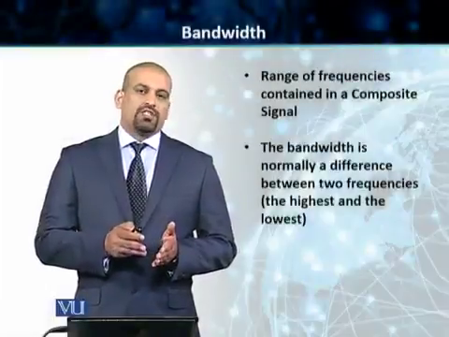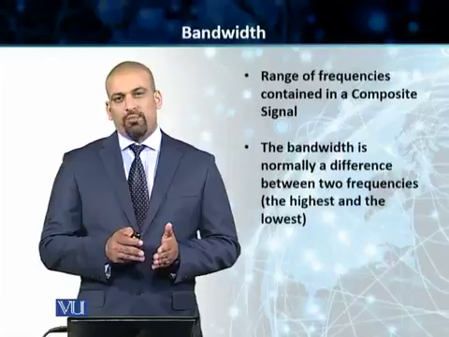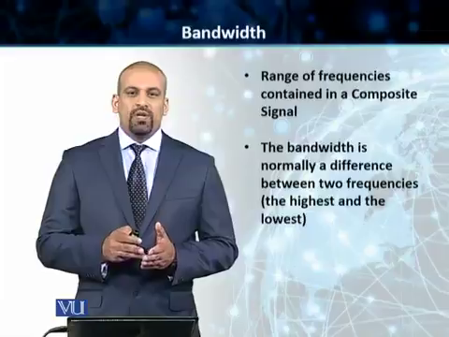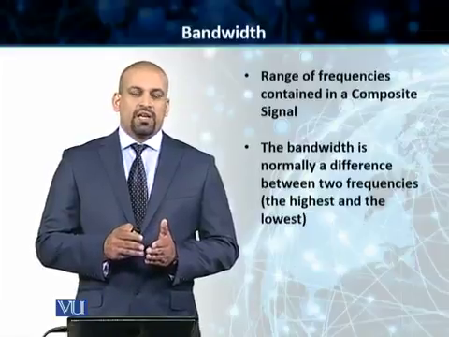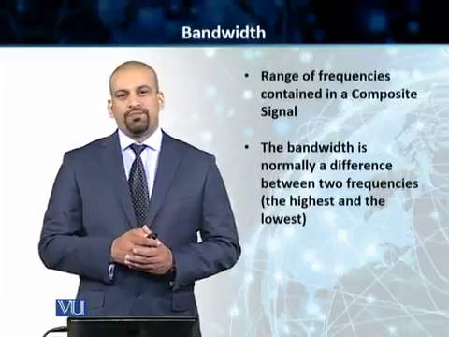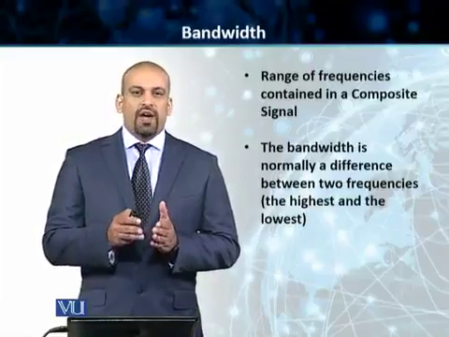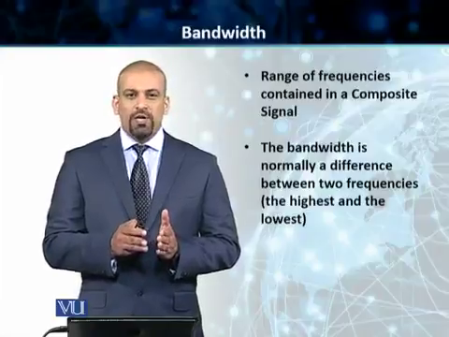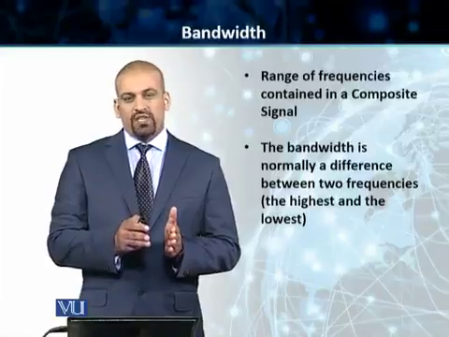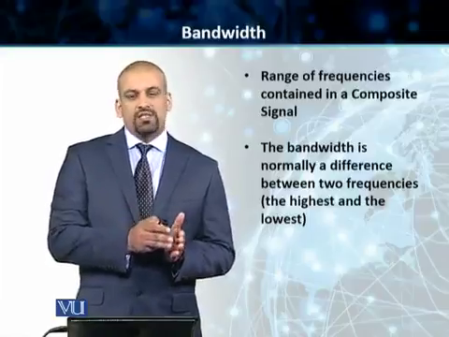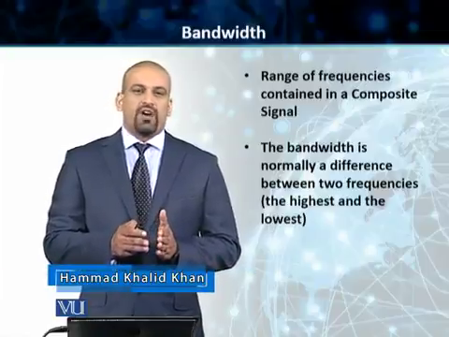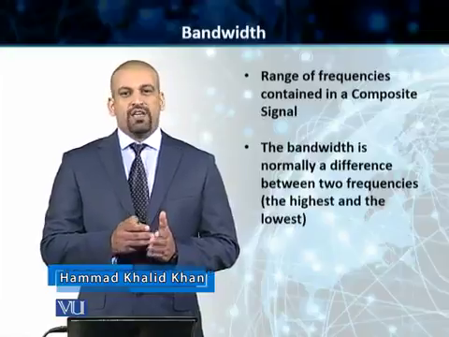Students, before we leave the analog signals, we are going to talk about another important concept, and that concept is the bandwidth. The bandwidth of a composite signal gives us the range of frequencies that is contained in that composite signal. So students, if we need to find the bandwidth of a composite signal, what we normally do is we take the highest frequency out of the frequency range of that signal, and then we take the lowest frequency in the frequency range of that same signal, and we subtract that lowest frequency from the highest frequency.